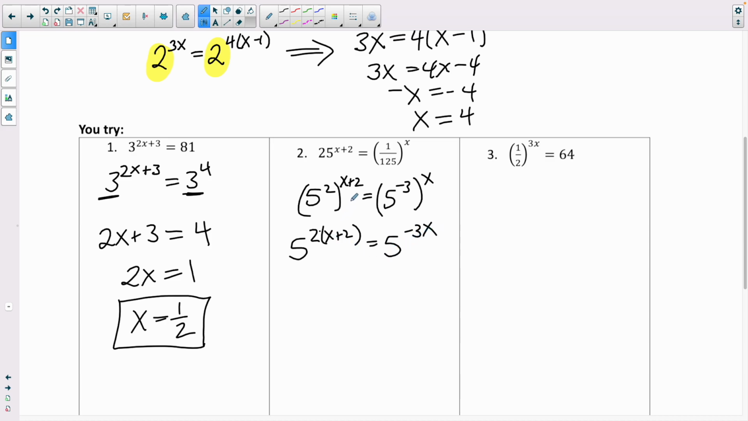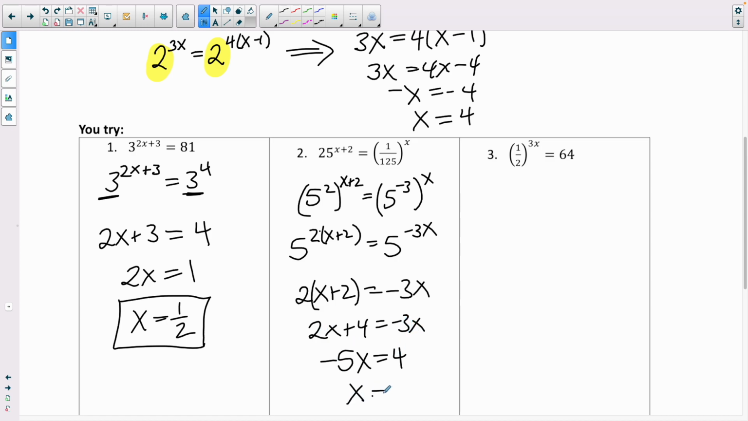Again, here I'm using my exponent rules. So 2 times the quantity x plus 2 is equal to negative 3x. 2x plus 4 is equal to negative 3x. Negative 5x is equal to 4. I subtracted 2x to this side and then rewrote it. So x is equal to negative 4/5.